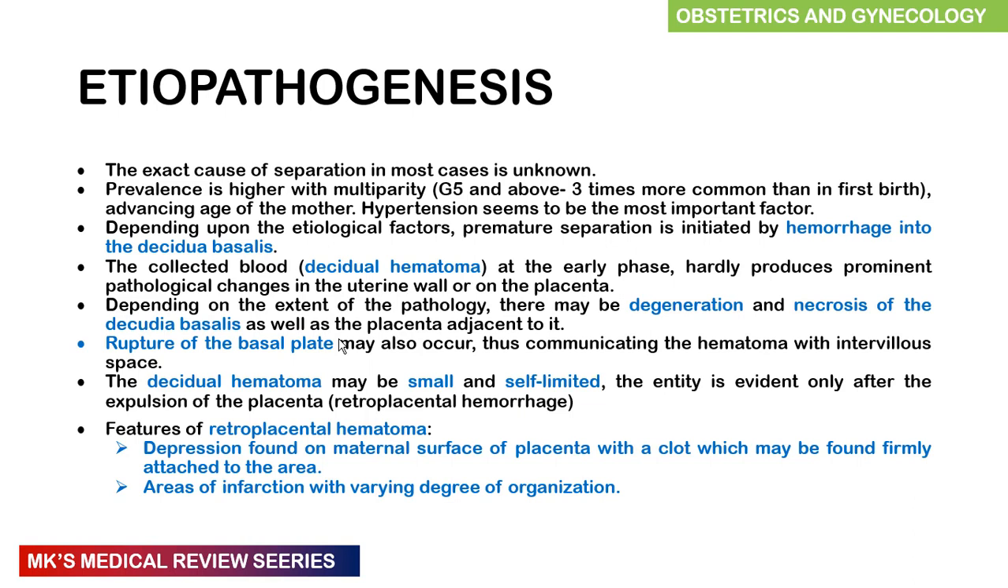The decidual hematoma can be quite small and self-limiting, and the entity can be seen when the placenta is delivered, where you see a blood clot attached to the placenta when you examine it after delivery. Now, the features of a retroplacental hematoma: obviously there is going to be a depression found on the maternal side of the placenta with a blood clot, which may be found firmly attached to this area. You may also have areas of infarction with varying degrees of organization.